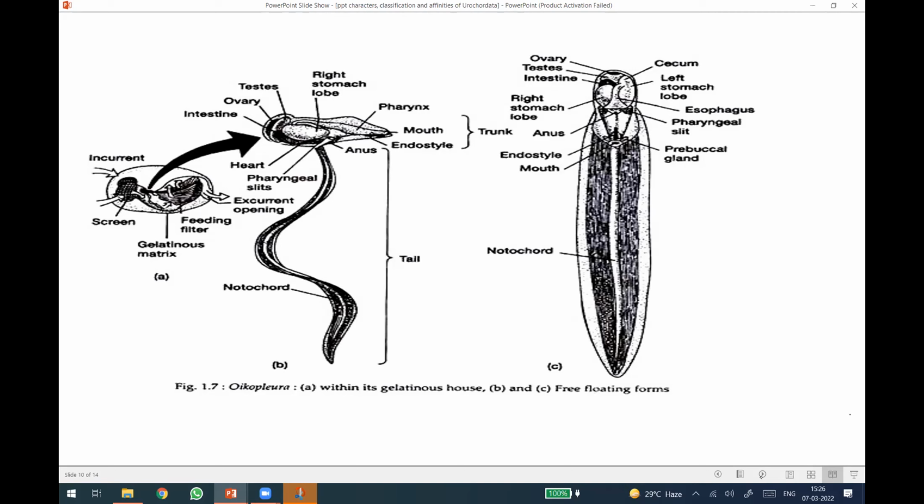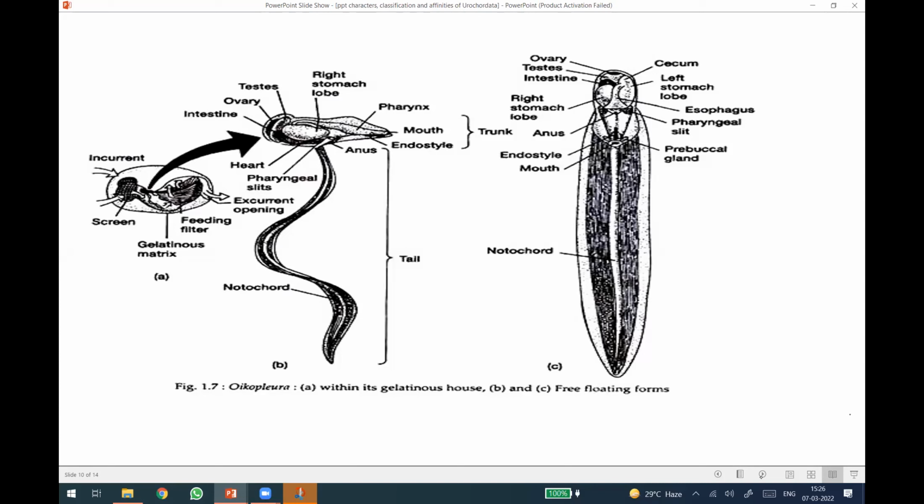Neoteny, a term you must have heard. During the metamorphic development from larva into adult, the larval characters are retained and the animal starts reproducing, and that phenomenon is called neoteny. So it is said that the members of Larvaceae of Urochordata show neoteny to some extent, that is, they retain the larval characters and along with that start reproducing sexually, and that is a very remarkable phenomenon of neoteny.